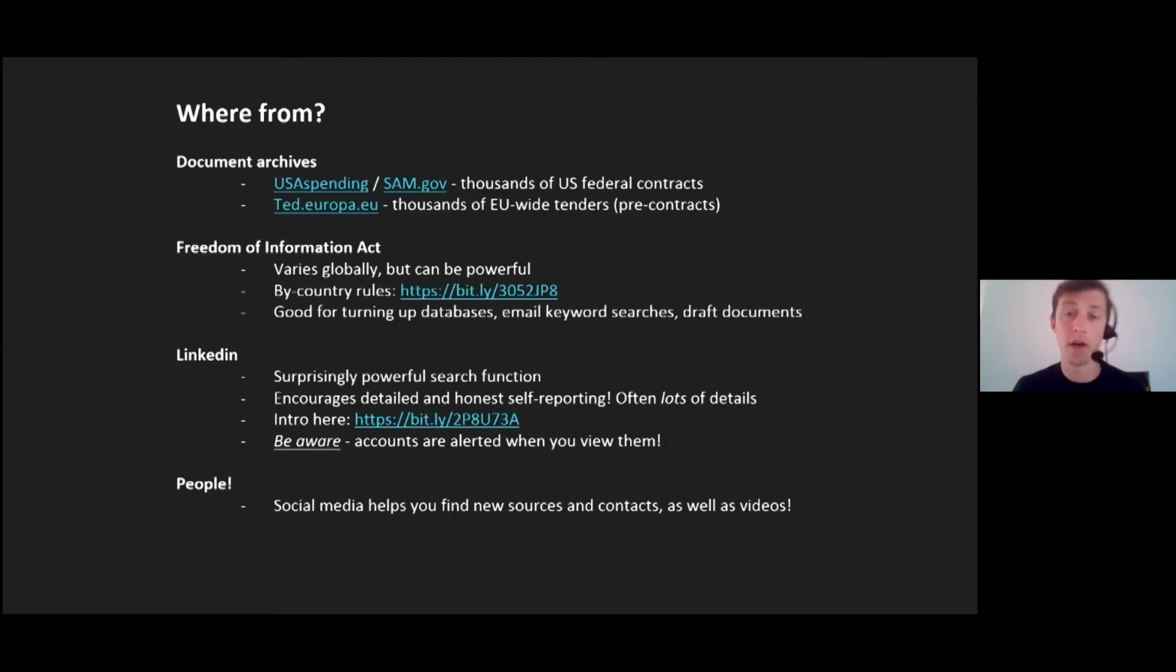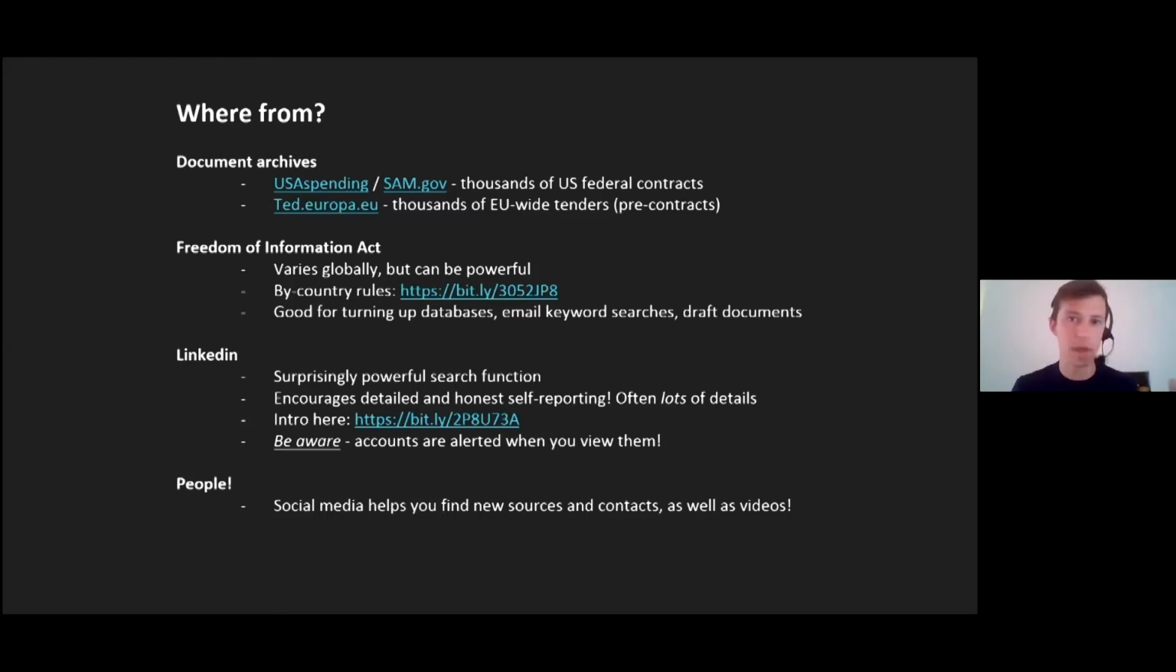Now, document archives can be really, really valuable. The US government does a lot of bad things, but one of the good things it does is publish an awful lot of the federal contracts that it signs. So almost in every case in which the federal government in the US pays for something with taxpayers' money, it declares it and puts information online about the details of that contract. The EU does the same through this platform, TED.